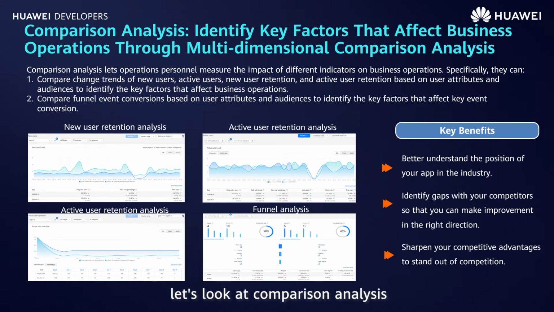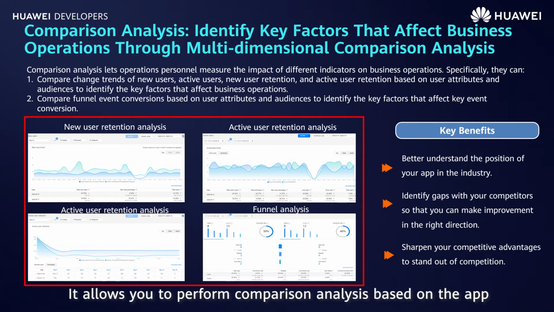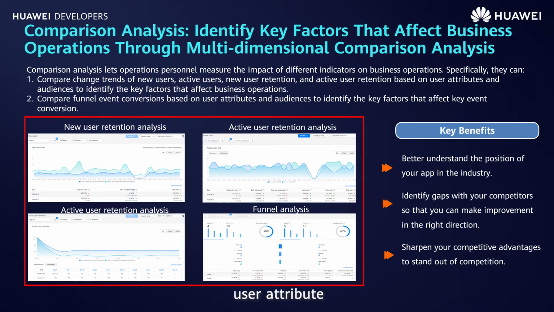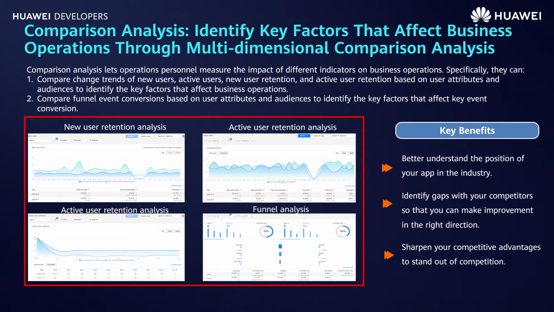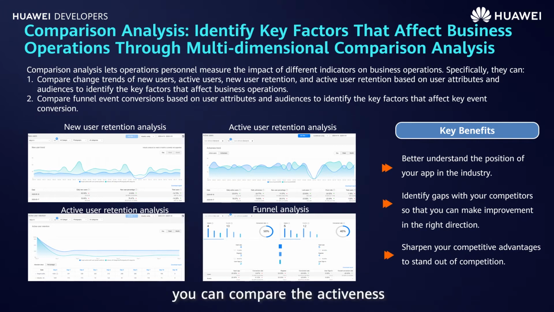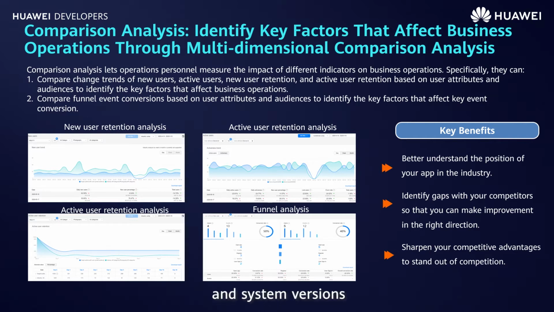Now, let's look at comparison analysis. This function supports new users, active users, startup times, retention analysis, and funnel analysis. It allows you to perform comparison analysis based on the app type, user attribute, and audience to identify key factors that affect business operations. For example, you can compare the activeness and the retention trend of user groups between different brands, models, and system versions.